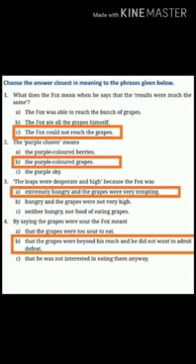What does the fox mean when he says that the results were much the same? A option, the fox was able to reach the bunch of grapes. B option, the fox ate all the grapes himself. C option, the fox could not reach the grapes. Children, which one is the correct option? C is the correct option. The fox could not reach the grapes.